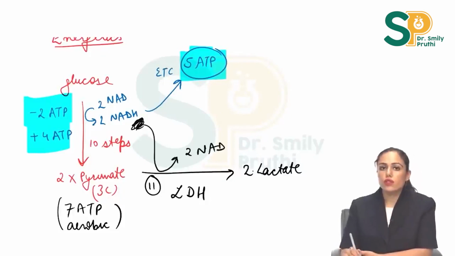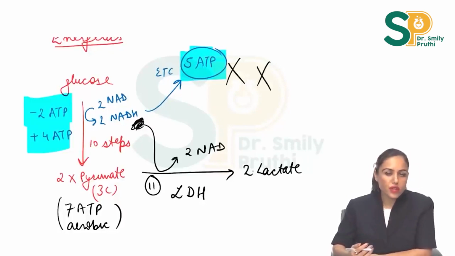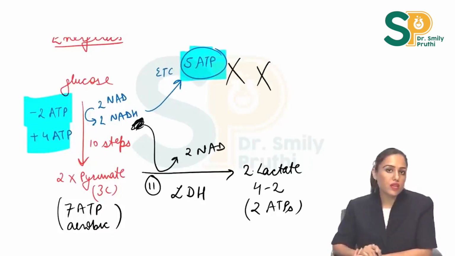So now the energetics of anaerobic glycolysis will be, these 5 ATPs are not obtained because this NADH has formed NAD. So we can't use this NADH for ETC. So these 5 ATPs are not obtained. So energetics will be only this 4 minus 2, that is 2 ATPs. So we get 2 ATPs in case of anaerobic glycolysis, and we get 7 ATPs in case of aerobic glycolysis.